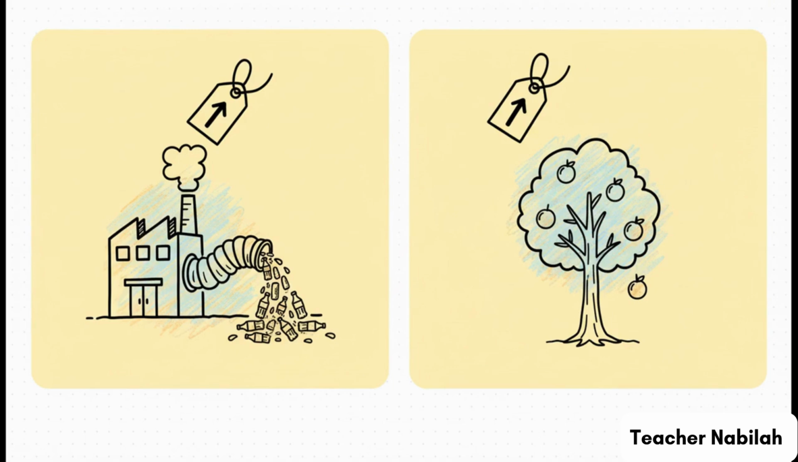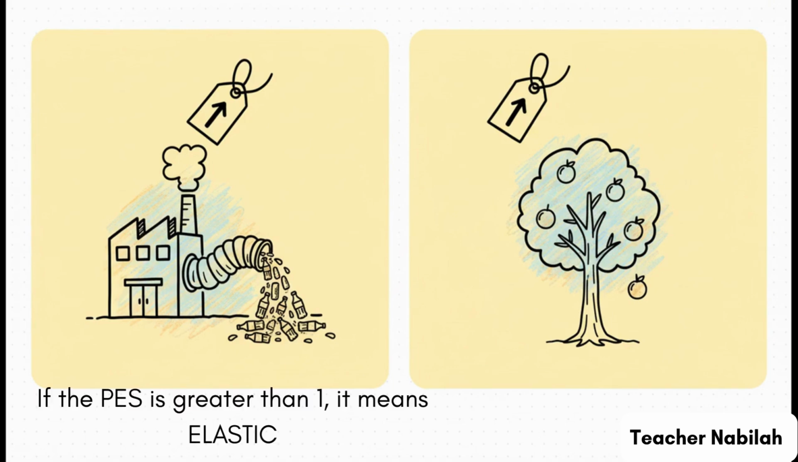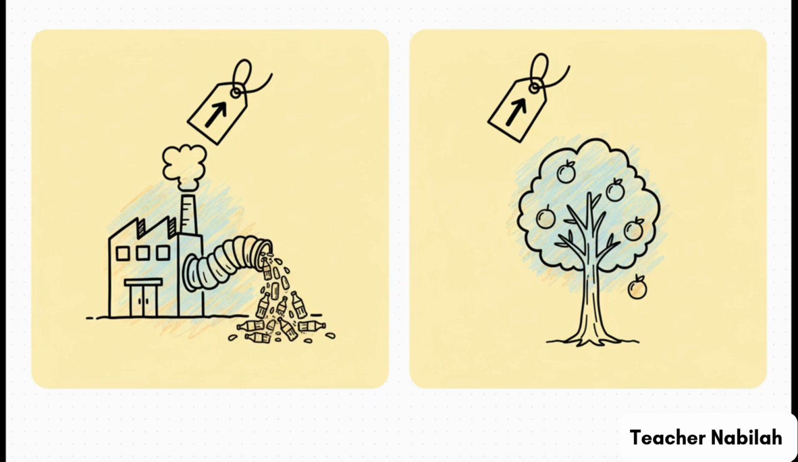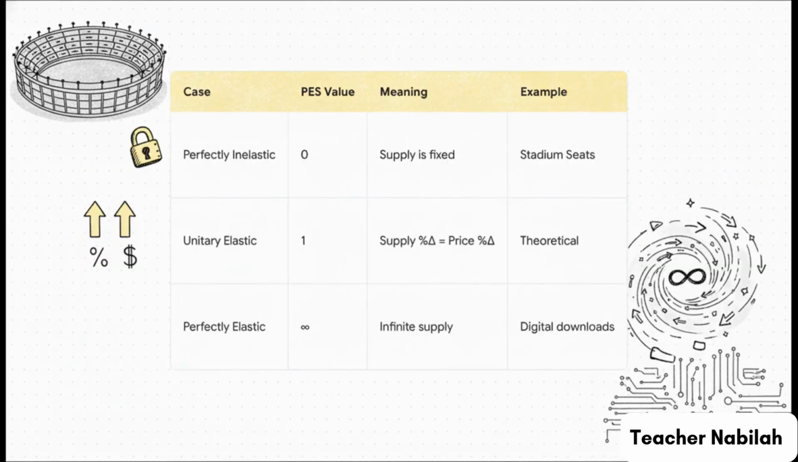So this breaks it down into two big buckets. If your score is greater than 1, supply is elastic, super responsive. Think of that soda factory just churning out more cans. But if the score is less than 1, it's inelastic, unresponsive. Think about our fresh fruit. You can't just make it grow faster. It needs a whole season. Now for the fun part, the extreme cases. If your score is 0, boom, perfectly inelastic.